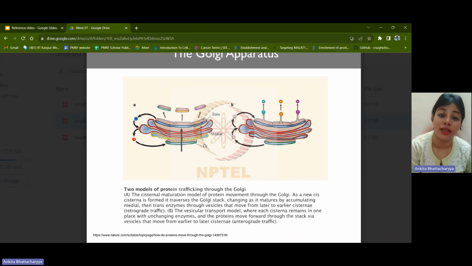So this is the cisternal maturation model, that as it moves through the cisterna, it acquires the different enzymes that are components of each of these compartments, and it moves through the entire space.